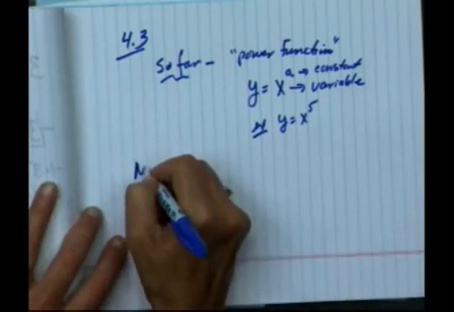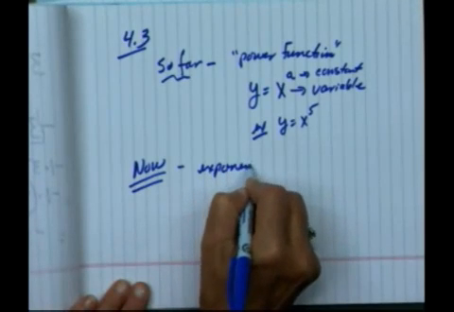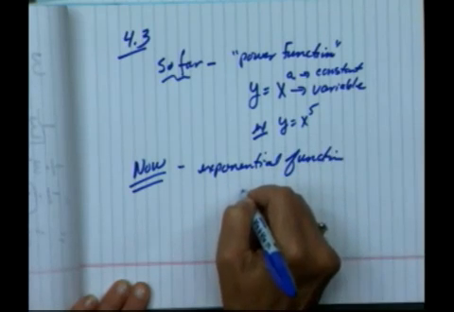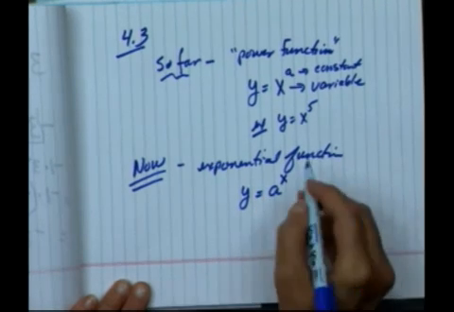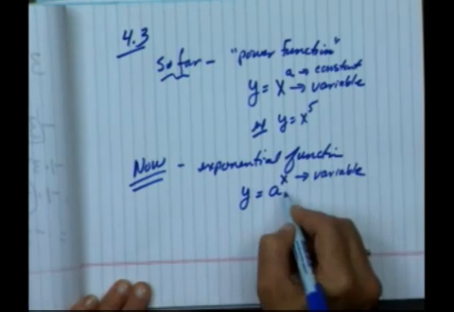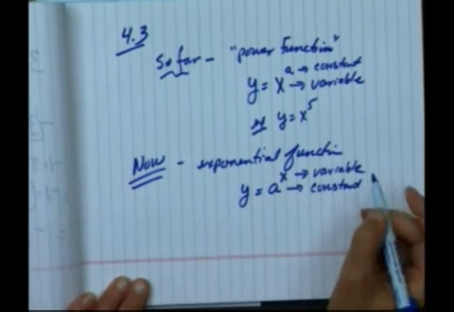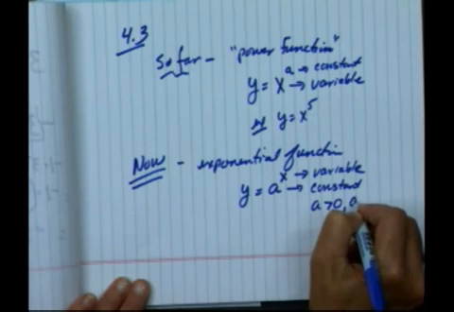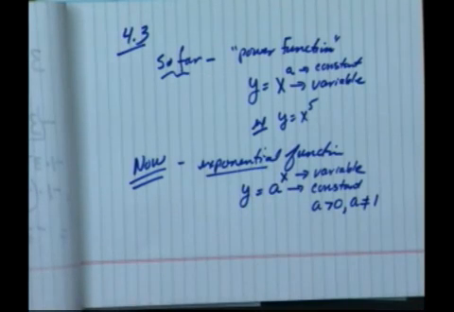Okay? But now we want to talk about an exponential function. That will be of the form y equals a raised to the x. And the exponent now is the variable, and the base is the constant with a few restrictions. That constant a has to be greater than 0 and a not equal to 1 in order for it to be an exponential function.